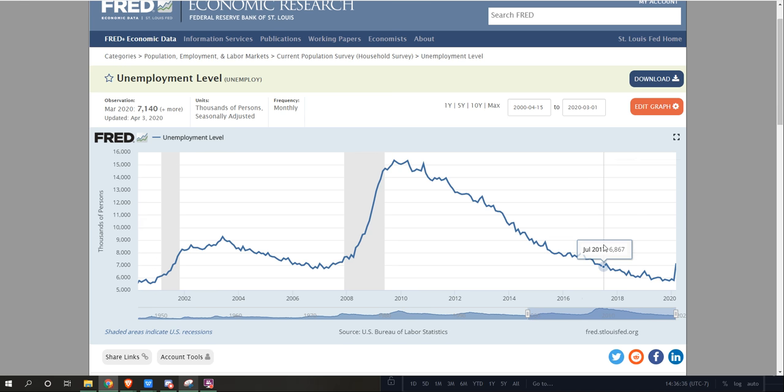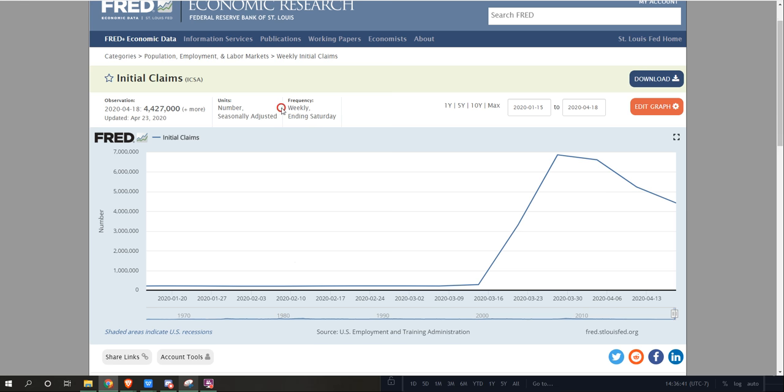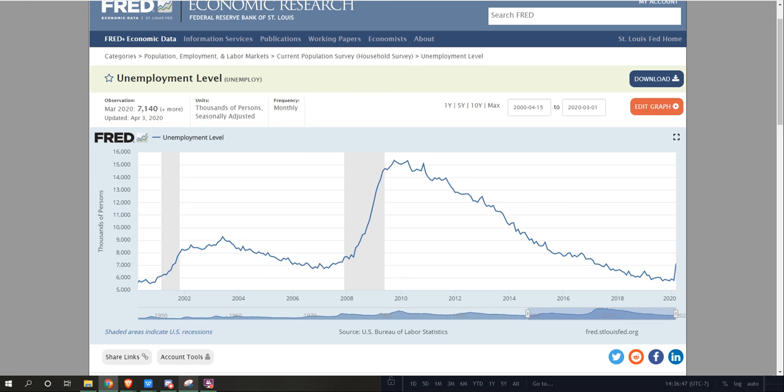This is the unemployment level that is on a monthly basis compared to the initial claims, which is on a weekly basis. So this is a lot more frequent in terms of how fast the numbers come up, but we haven't seen the April numbers for the unemployment level.